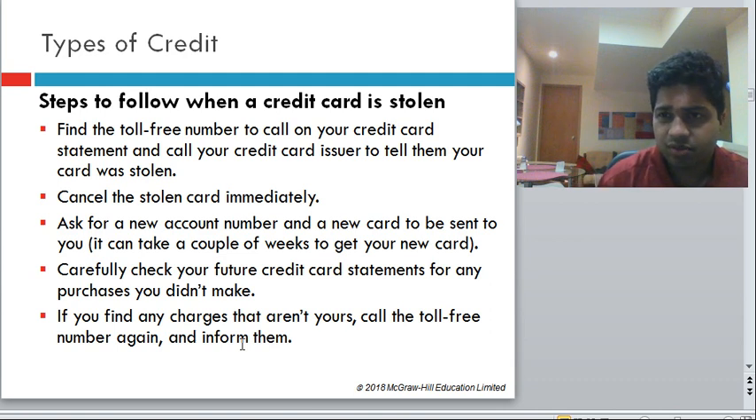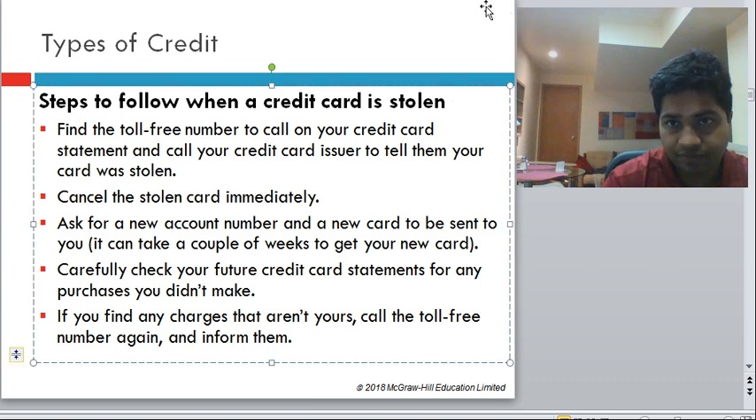And these days most of the banks provide you real time transactions on credit card, so there is no blackout period. Earlier there was a blackout period, so you were using your credit card but you did not know where your credit card had been used till you got the monthly statement. But nowadays most banks give real time information, so do check if your bank is providing real time credit card transaction information. If you find any charges that aren't yours, call a toll free number and inform them right away.